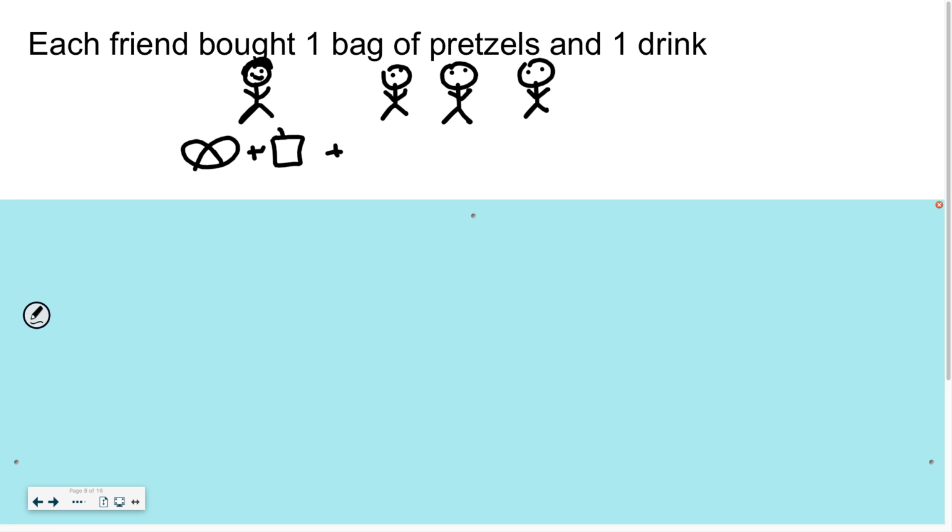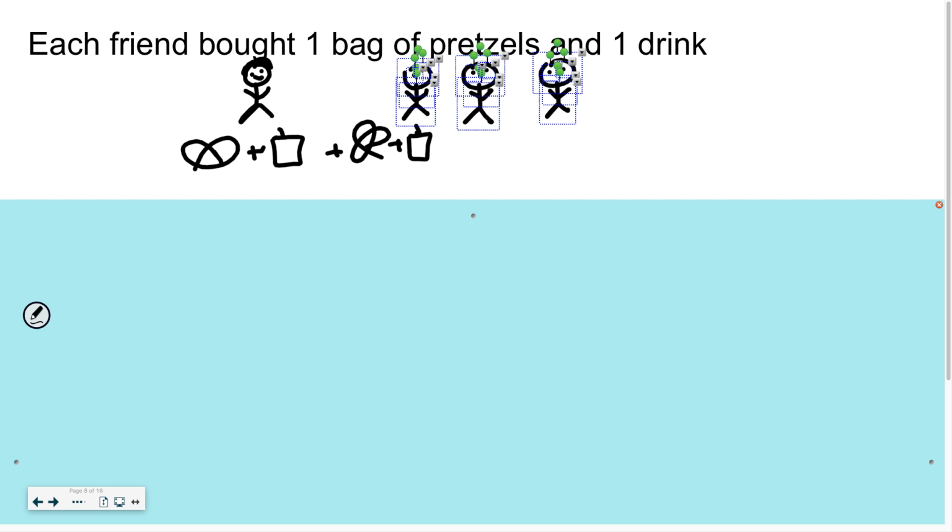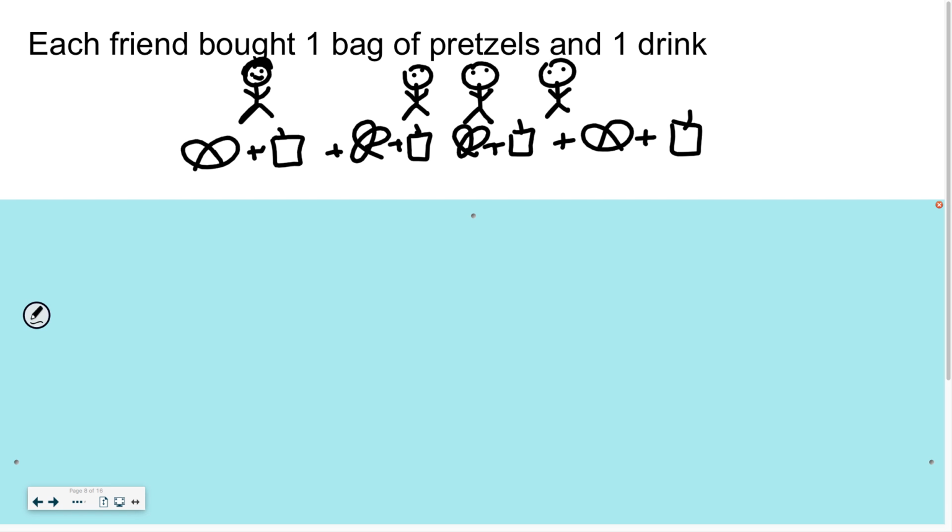And then, what are you going to buy? Pretzel. That's a really weird pretzel. And a drink. And then this person would be another. I really had the first pretzel, like good. And a drink. And then a pretzel. There we go. And a drink. So now, does that make sense? Would I still get the total cost of 4 pretzels and 4 drinks if I did that? Yeah. Could I represent that with a variable?